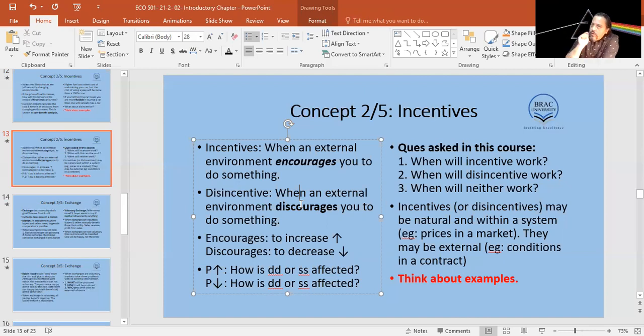Incentives or disincentives can also be external. For example, if you join an organization, you sign a contract. In the contract, it is clearly written that if you do these certain things, you will be rewarded. So you will have an incentive to get the reward. If you do this set of activities, you will be penalized. So you will have a disincentive to do those things. Unlike the price mechanism, which is a signal through which resource allocation happens, incentives and disincentives can also be imposed through an external system, for example, over here in a contract. In the discussion class, we're going to look at some examples.